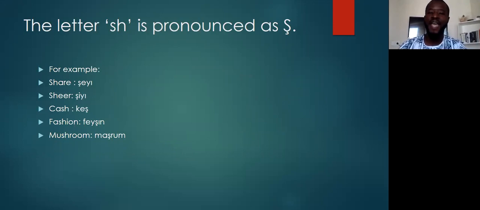The letters SH are pronounced like "sh". It comes from "sh", okay? Share, for example, share. And you have sheer. And you have cash, fashion. Or you can say fashion. Both of them are true, okay? And you can also have the word mushroom, okay? It counts as a word like, for example, finish, share, sheer. You can pronounce this one also, which is not really hard.